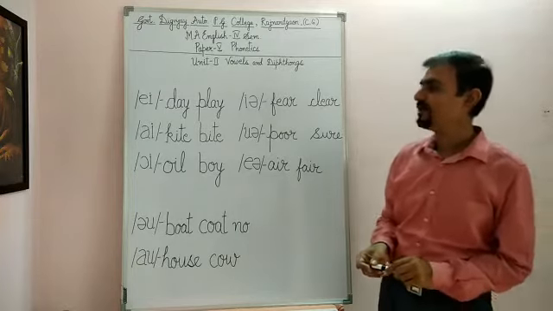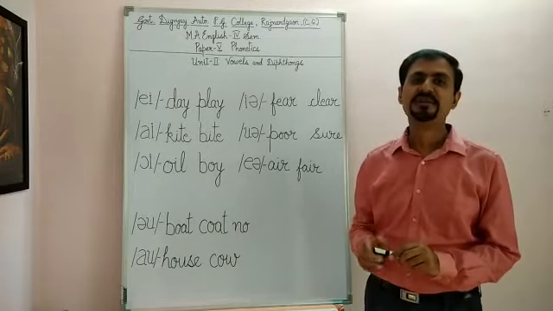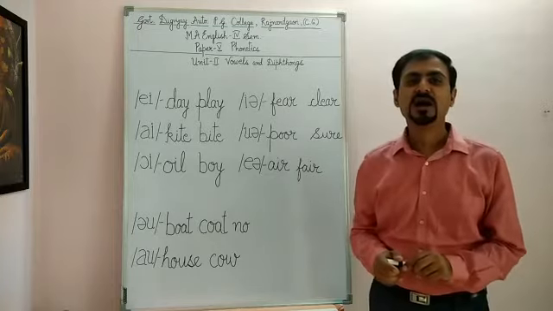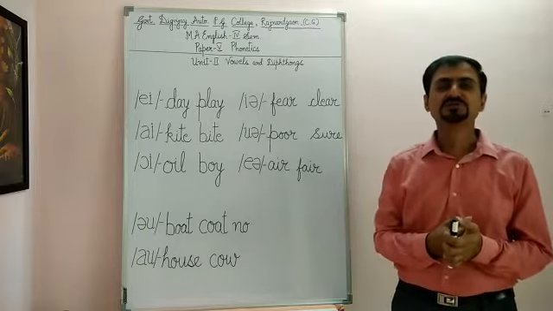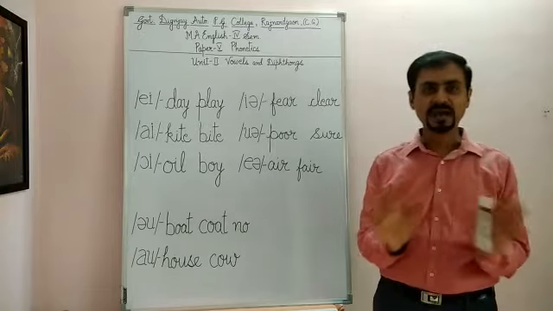Next, we have A and I, and the combination makes I. I as in kite, I as in bite, I as in fight, I as in might, I as in bright.